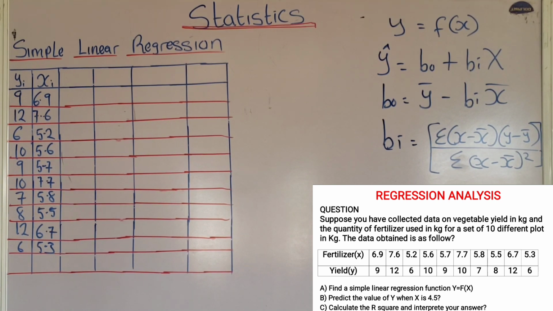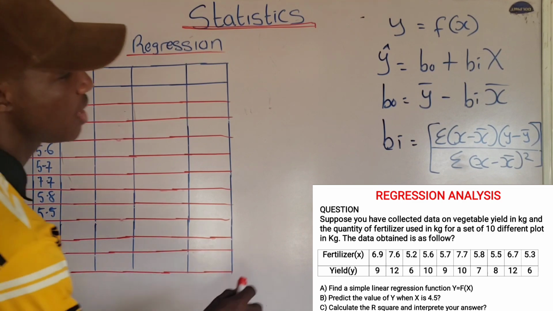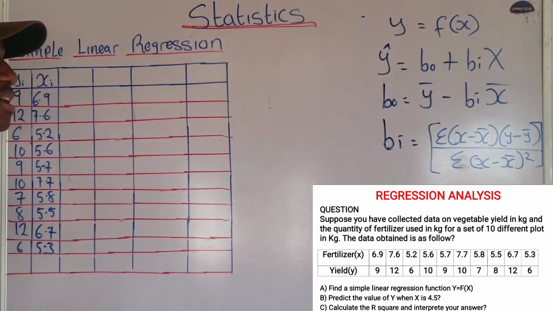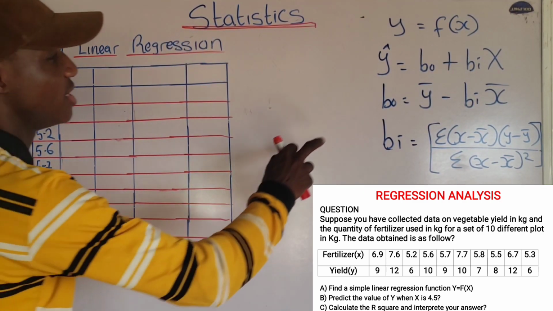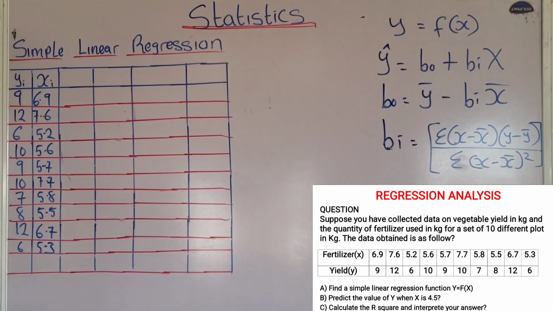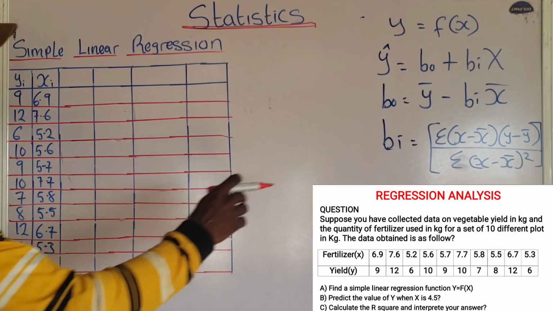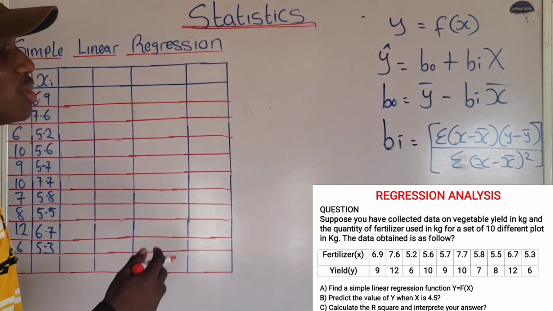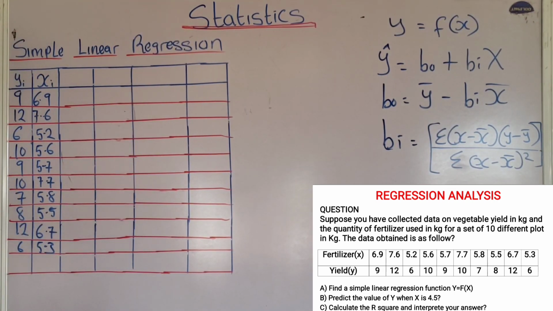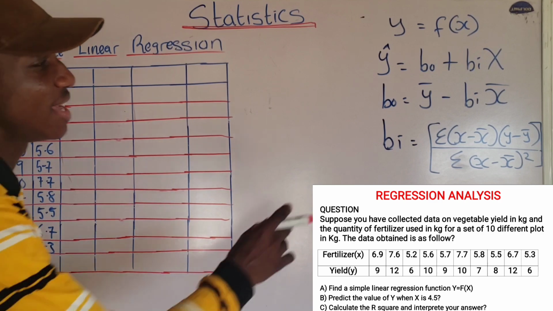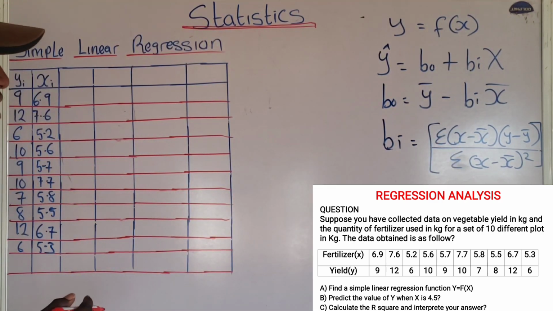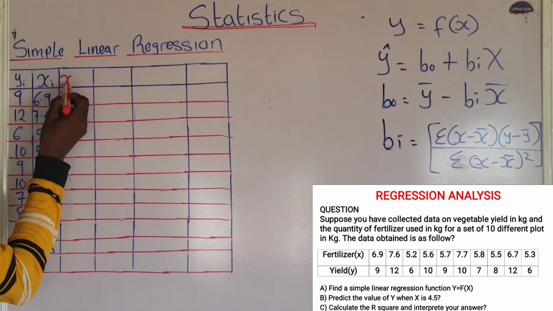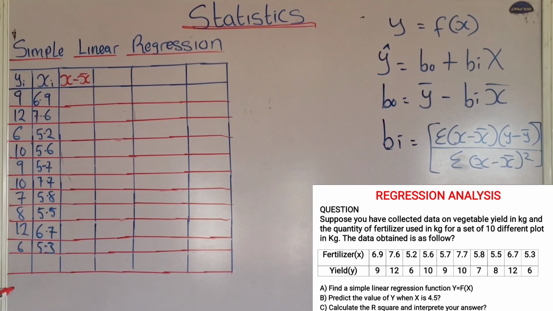Now, please, I want you to pay attention. The goal is to determine the value of the gradient. If I know the gradient, I can proceed to get the value of the intercept. So let's start with the gradient. With respect to this gradient formula, I'm going to have some values on this table. The first that I'm going to have is x minus x bar. So I'm going to create another column for x minus x bar, where x bar is the mean value of x.